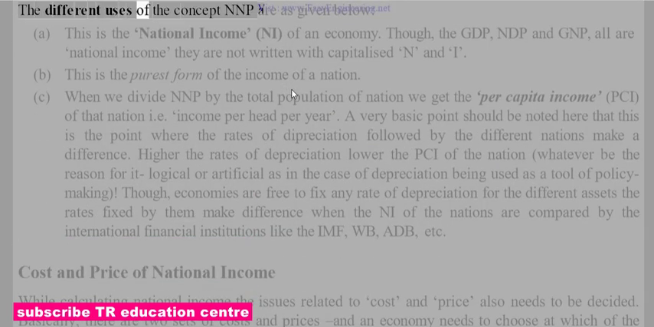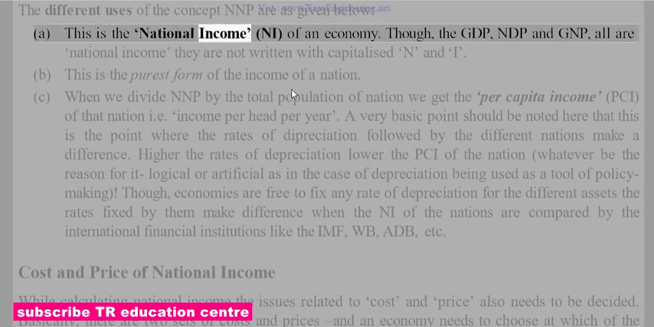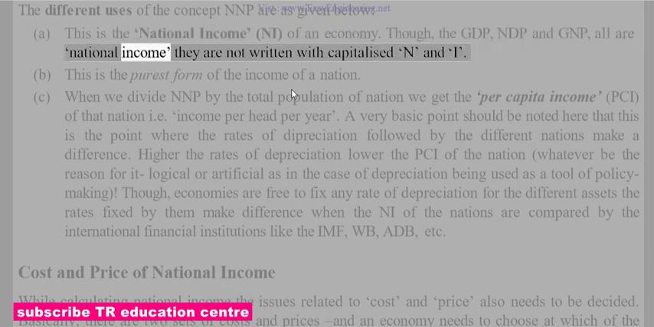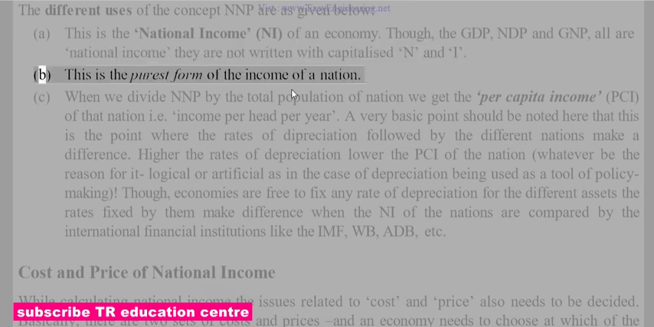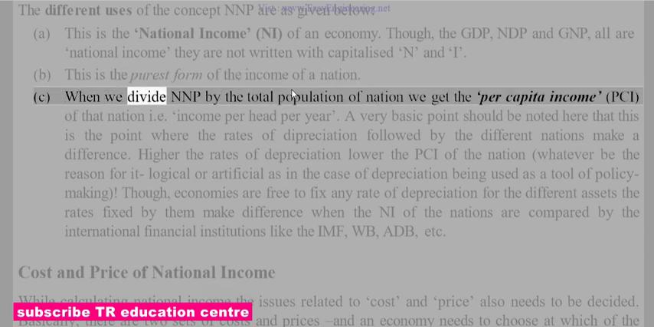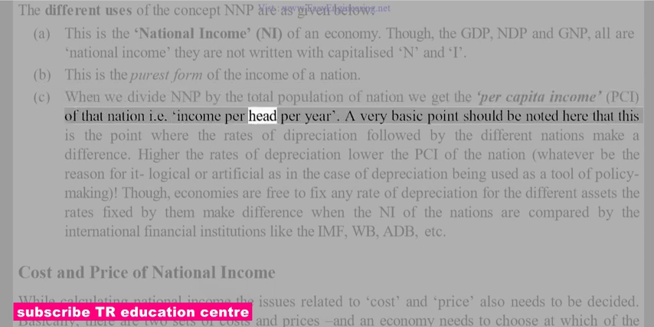The different uses of the concept NNP are as follows. A. This is the national income, NI, of an economy. Though the GDP, NDP and GNP are all national income, they are not written with capitalized N and I. B. This is the purest form of the income of a nation. C. When we divide NNP by the total population of a nation, we get the per capita income, PCI, of that nation, i.e., income per head per year.